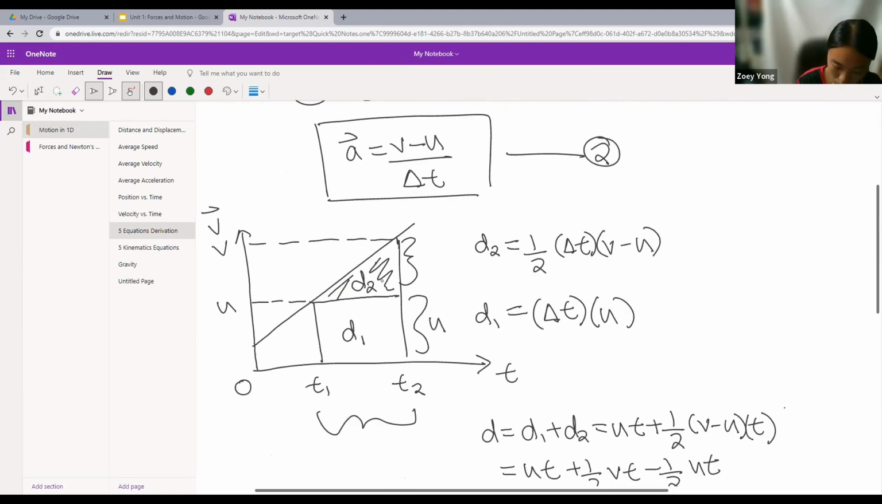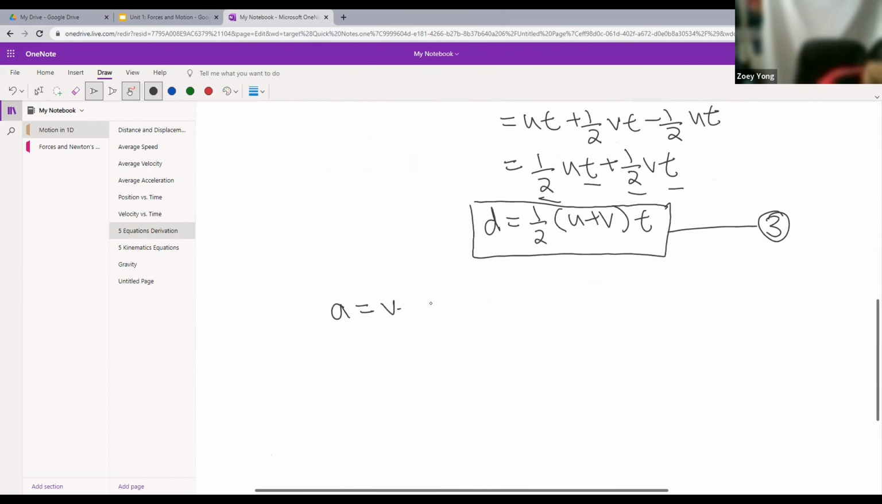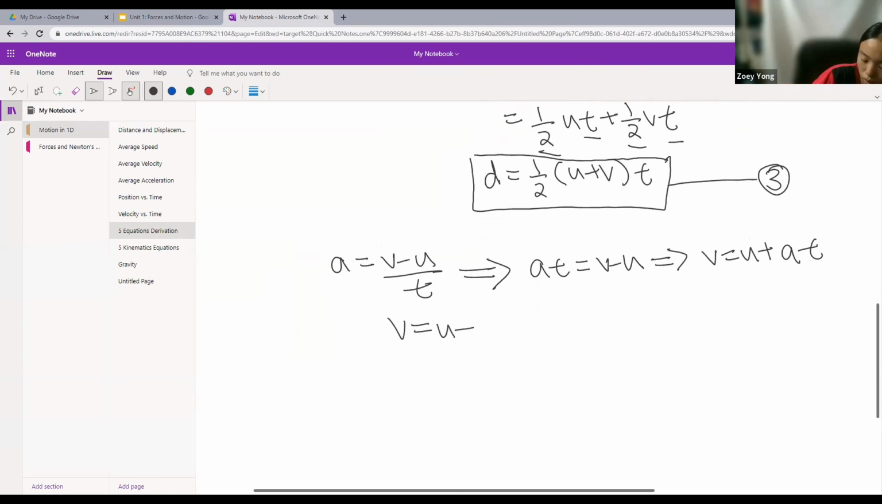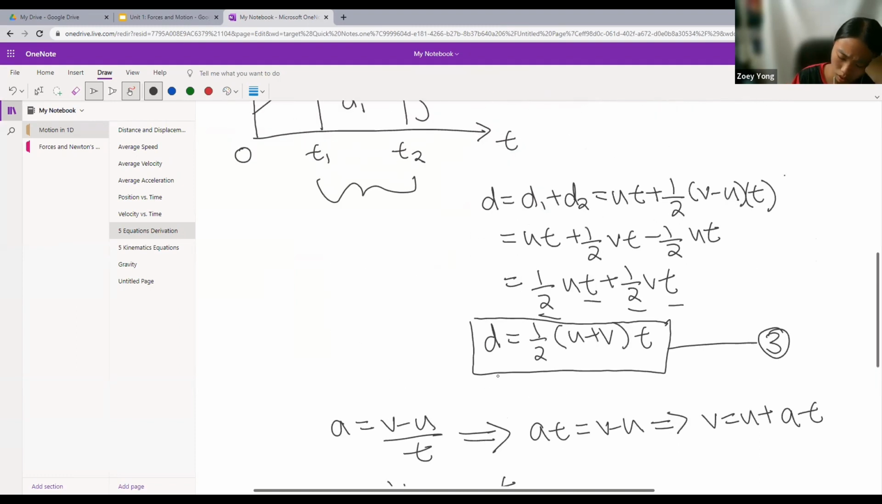This equation, a equals v minus u over t, can be rewritten as at equals v minus u. That can be rewritten as v equals u plus at, because you just add the u to both sides, and over here you multiply t to both sides. That is how people usually write the equation. It doesn't really matter because it means the same thing. I'm just rewriting the equation right there. We can change it into forms that look like this one.